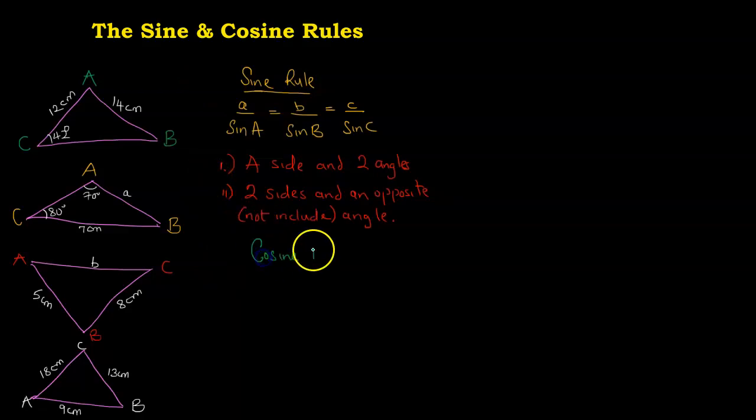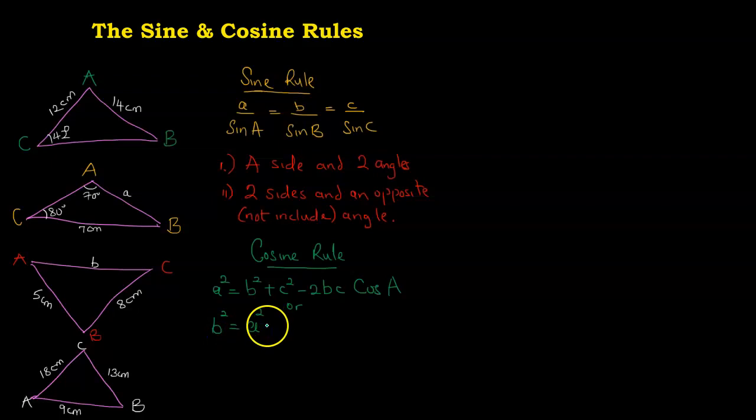Here is the cosine rule. The cosine rule states that in any triangle ABC, a squared is equal to b squared plus c squared minus 2bc cos A, or b squared is equal to a squared plus c squared minus 2ac cos B, or it can be expressed as c squared equals a squared plus b squared minus 2ab cos C. When do we use the cosine rule?